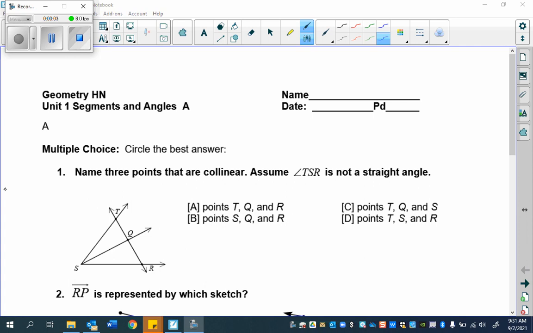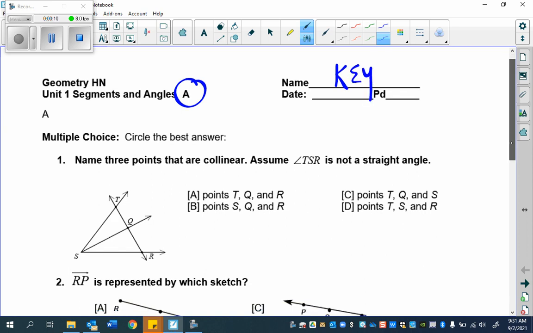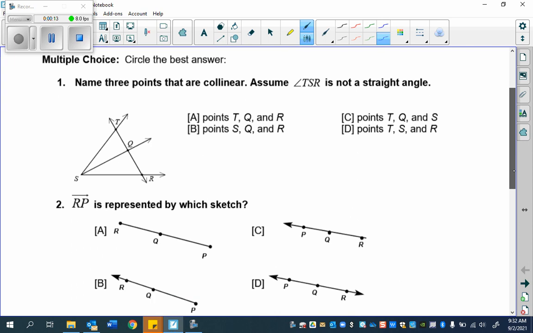Okay, geometries, we're going to go ahead and give you a key for quiz A. Multiple choice, circle the best answer.